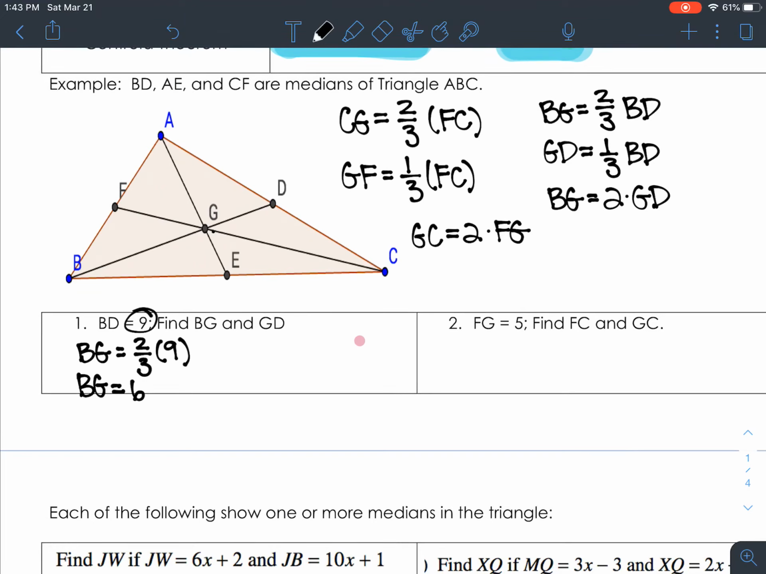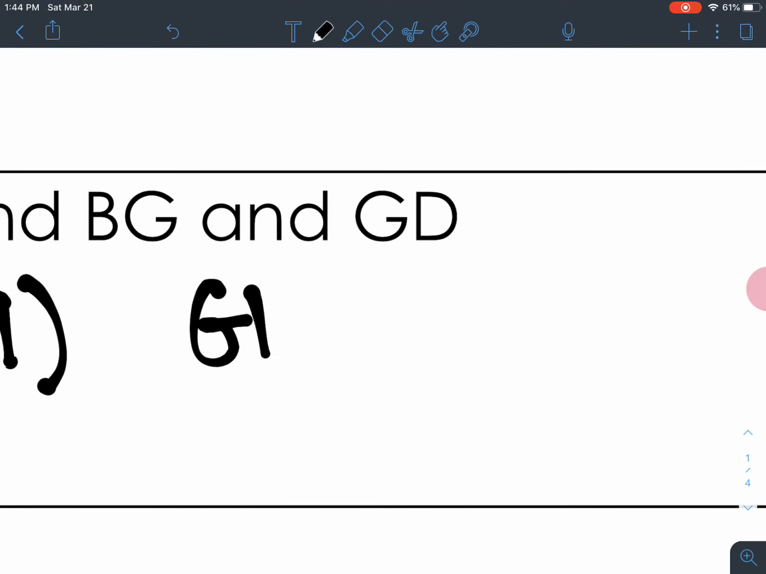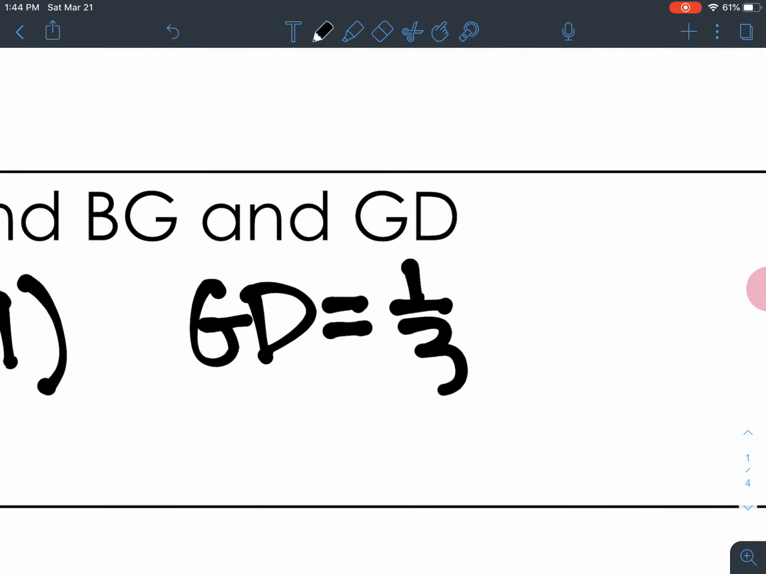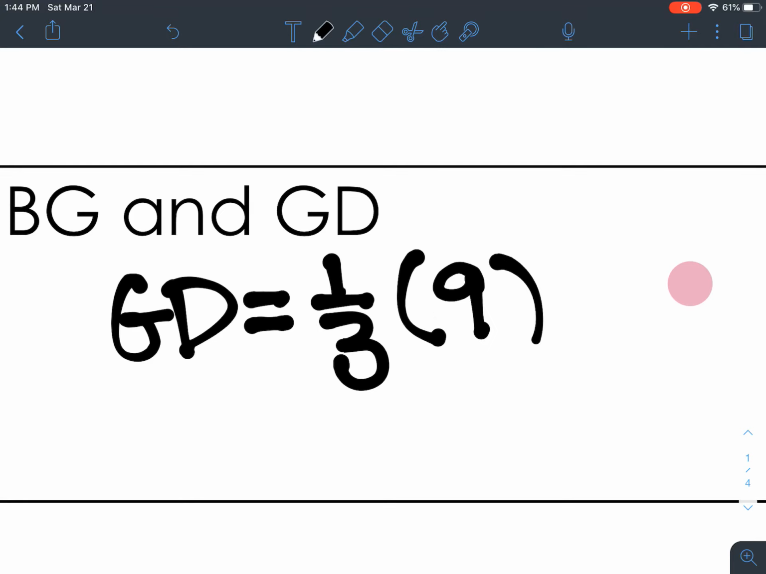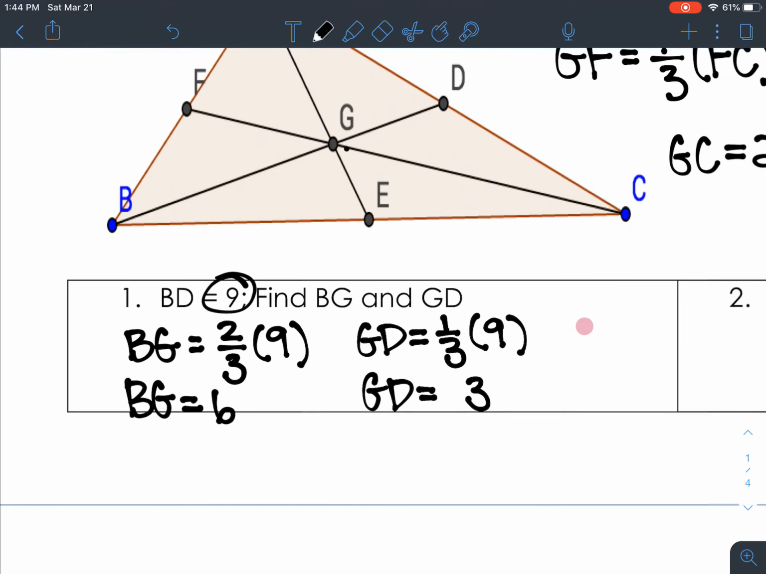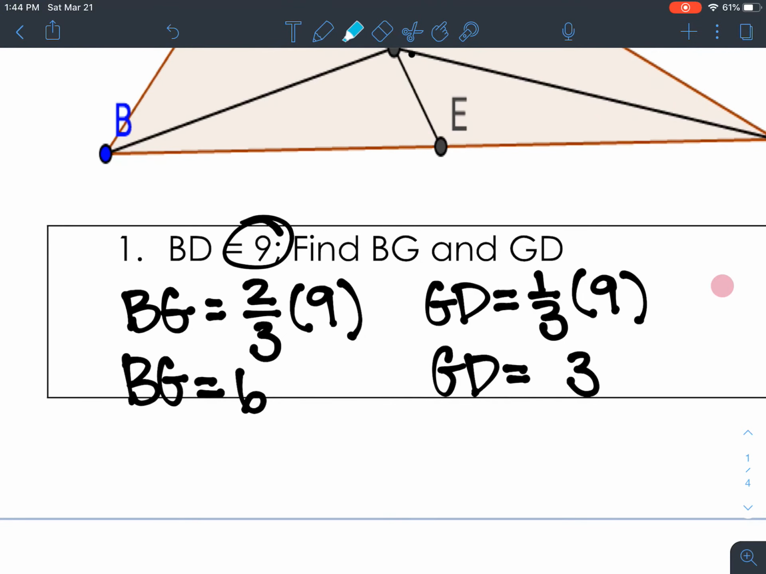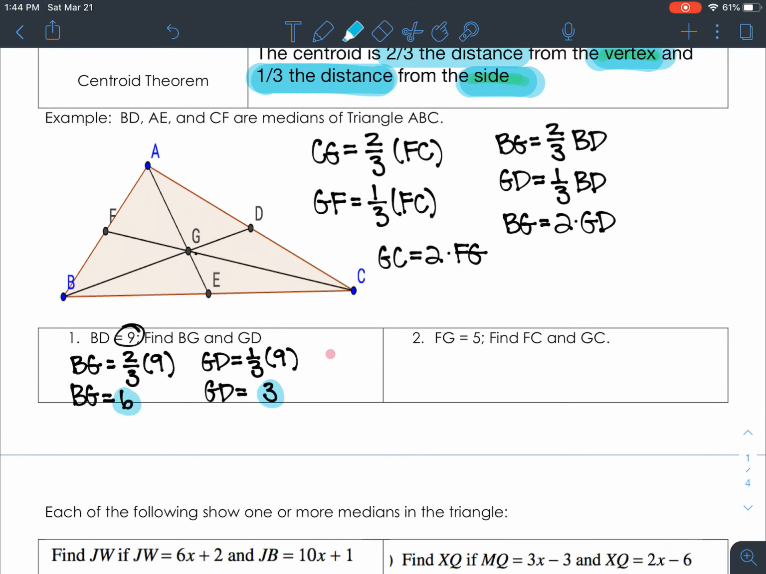Now let's go through that same process. You could obviously find GD a little bit easier, but here is my mindset. GD is the short segment within that full segment. The short segment gets the 1/3, so it's 1/3 times the entire segment, which was 9. So 1/3 times 9 is 3. Also, double check yourself. Remember what we said is that it's a 2-to-1 ratio, so the length of the longer one has to be double that of the shorter one, which matches. It's perfect. Let's try the next one.